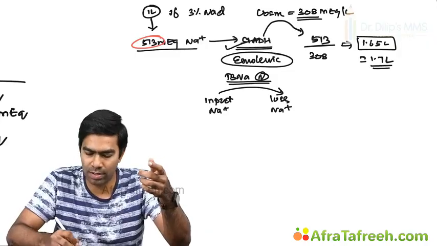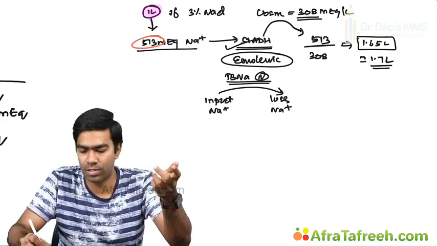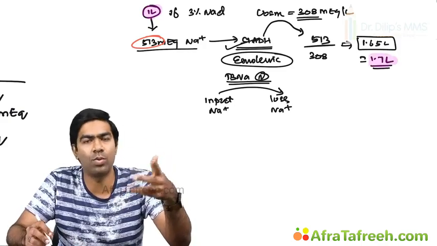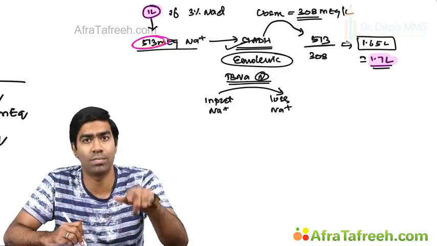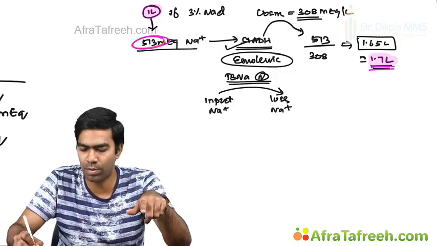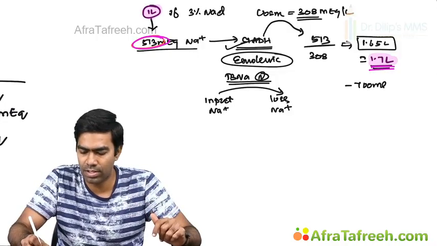Which means what I have given is 1 liter of the solution. But how much urine I'm passing to excrete those 513 milliequivalents from that 1 liter of the solution is 1.7 liters. Which means I'm actually having a negative balance of 700 ml, which is excreted in excess. This excess water is getting excreted because I have given 513 milliequivalents in just 1 liter of the solution.